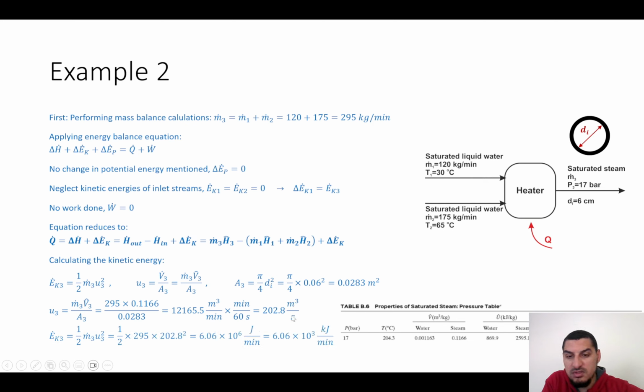So you can take this velocity and use it to calculate the kinetic energy change, which is the kinetic energy of stream 3. So this is going to be in joules per minute. It is 6.06 times 10 power 6 joules per minute, to make the number a little smaller. Of course, the value of the kinetic energy is very high because the velocity is very, very high. 200 meters per second is a very high value for velocity. Anyways, so this is the kinetic energy.